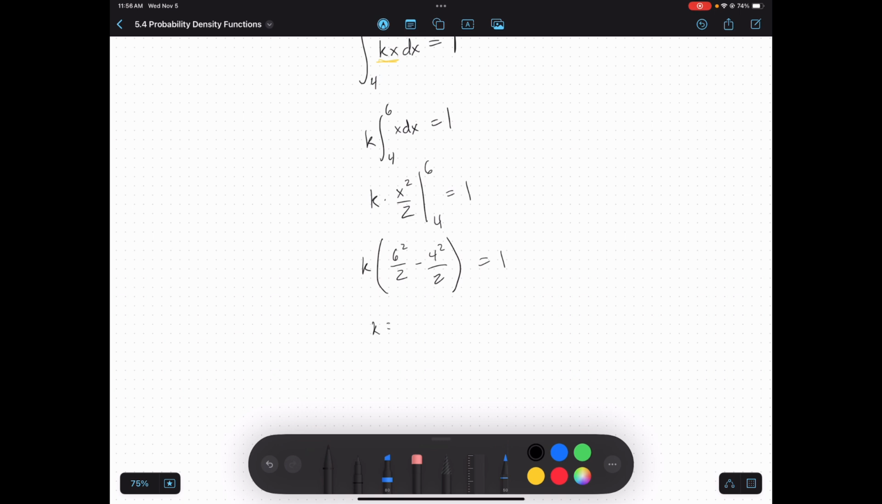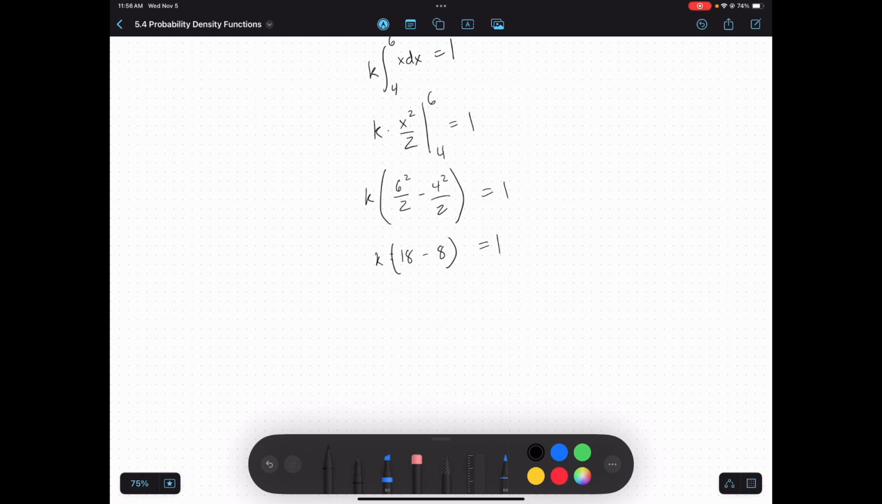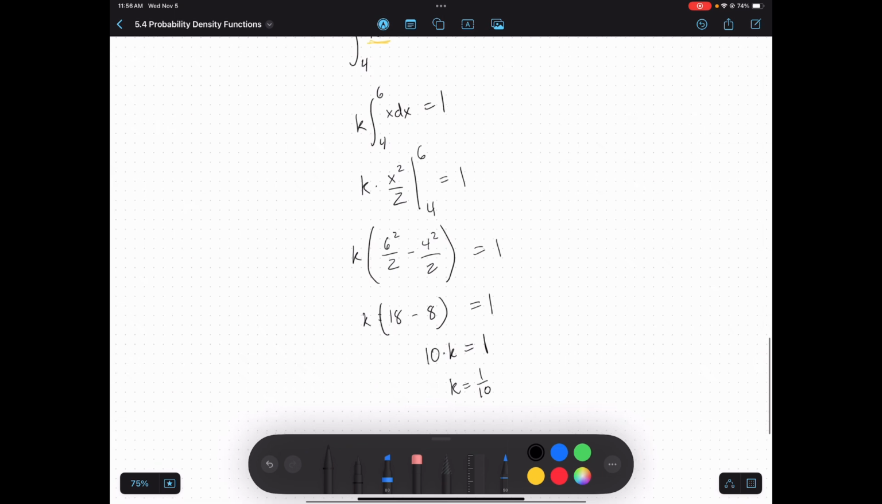Simplify this a little bit, and I get 36 over 2, which is 18, minus 16 over 2, which is 8. And I get 18 minus 8 is 10, so I get 10 times k equals 1. What does k have to be? k has to equal 1/10. So, in order for the area under this function between 4 and 6 to equal 1, k has to equal 1/10. That's what's going to make this a probability density function.